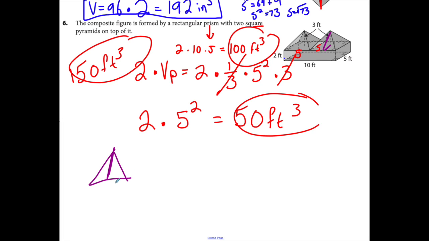So essentially what we know is the base is 5, and we assume that it's split up such that each half is 2.5. If I look at this from the side, I've got 2.5 and 3. So the slant height squared is equal to 3 squared plus 2.5 squared. Let's go ahead and go to our calculator for that.